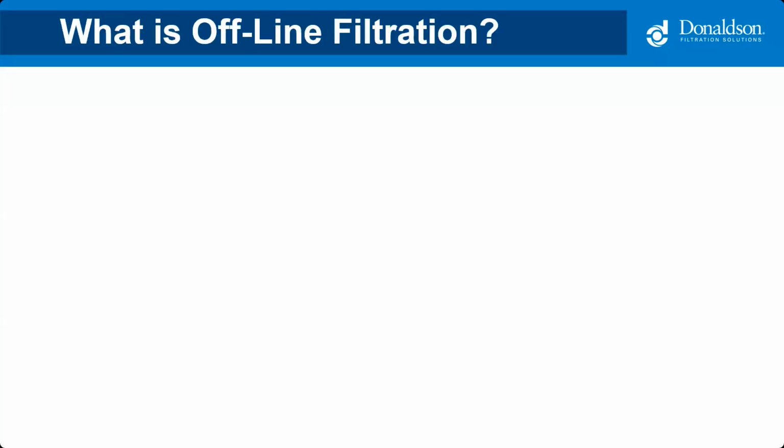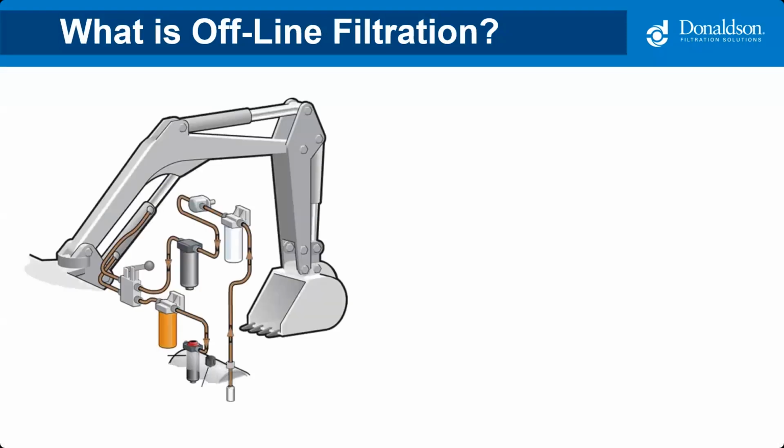So for those of you that might not be familiar with offline filtration, let's take a second here to walk through it. The example we have here is an excavator boom, and you can see that typical hydraulic circuit. Our fluid is moving through the pump, goes out through a control valve, and moves or articulates whatever's on the end of it, and then that fluid comes back to tank.